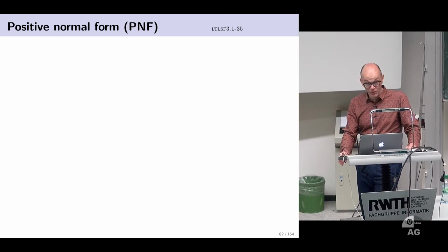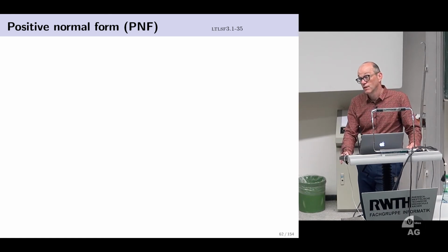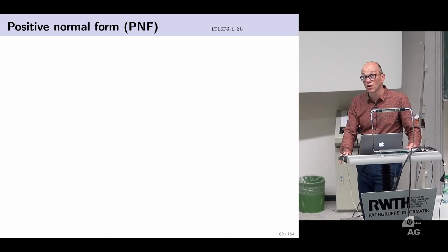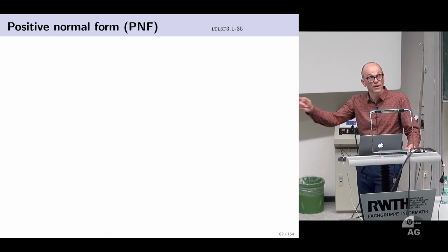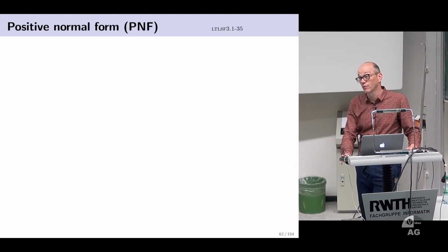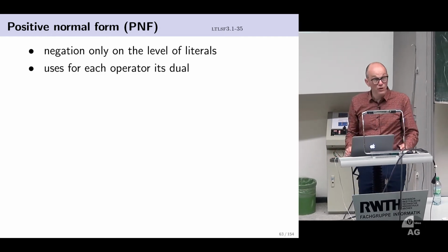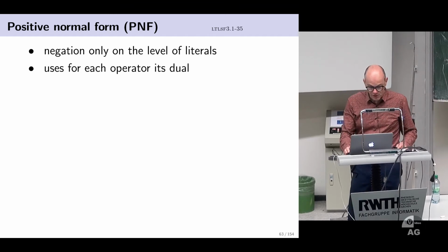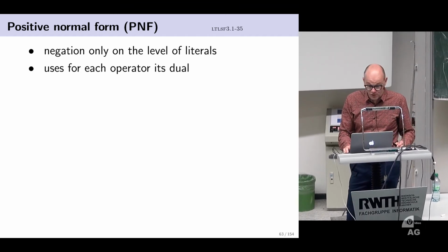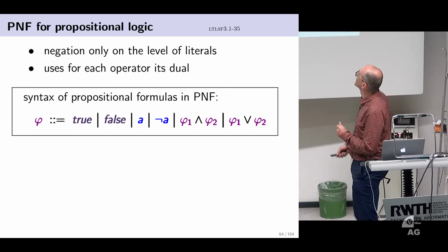The idea of positive normal form is that negations can only occur adjacent to atomic propositions. So I can write down something like not A, but I cannot write down anymore not (A until B). I cannot negate an arbitrary until formula. That's syntactically no longer allowed. So the negation is only on the level of literals or atomic propositions, and it basically requires operations to be dual. So this is the syntax of LTL in positive normal form.